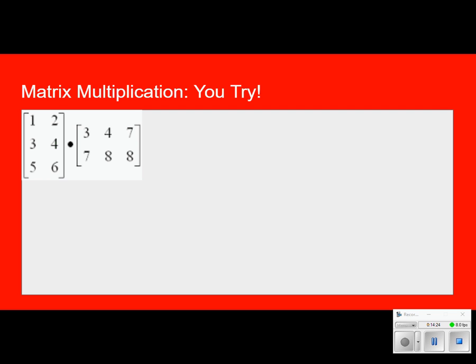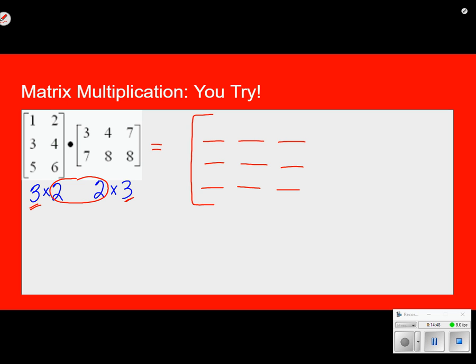All right, so the size of the first matrix is 3 by 2. The size of the second one is 2 by 3. So can I multiply them? Yes. My answer is a 3 by 3. So let's set up a 3 by 3. All right, so we've got row 1, row 2, row 3.